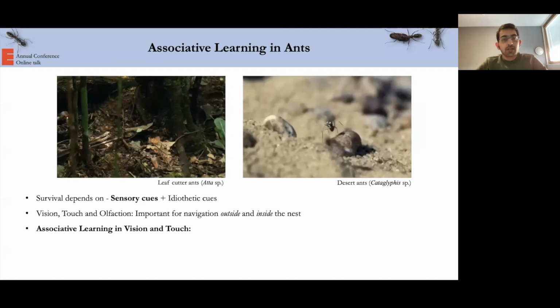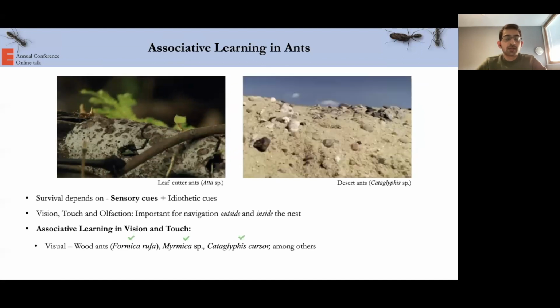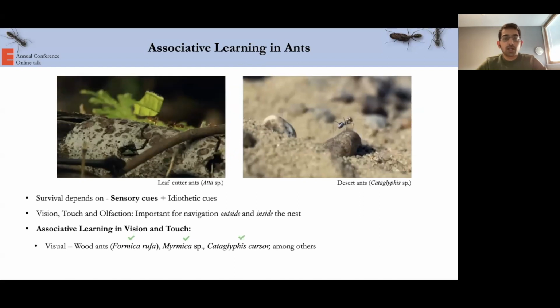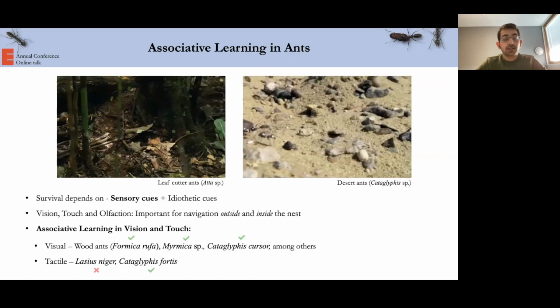Naturally, many species of ants, including wood ants, species belonging to the Myrmica genus, and Cataglyphis cursor, have been shown to use visual cues for associative learning in the context of foraging and navigation. Tactile associative learning has also been studied, although very less extensively, in the species Lasius niger and Cataglyphis fortis, to the best of our knowledge. Interestingly, tactile learning was only found to be true in Cataglyphis fortis and not in Lasius niger. This study focuses on studying associative learning in vision and touch in the model species Diacamma indicum.